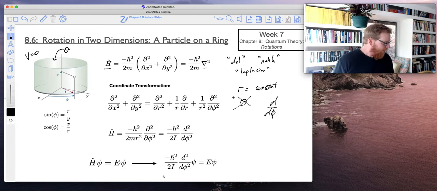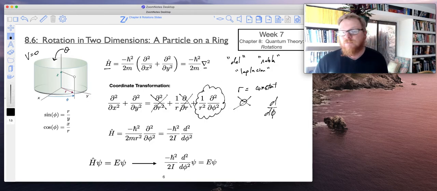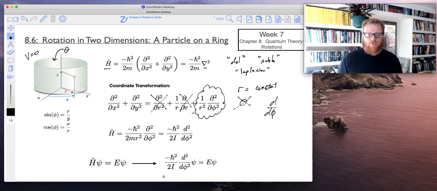However, because r is constant, we don't care about any of the derivatives of r. So this goes away, and this goes away. Which means also that the 1 over r term in front of that derivative goes away, because the derivative is 0, given that r is constant. So now this is the only thing that we have to worry about for our Laplacian, or for del.